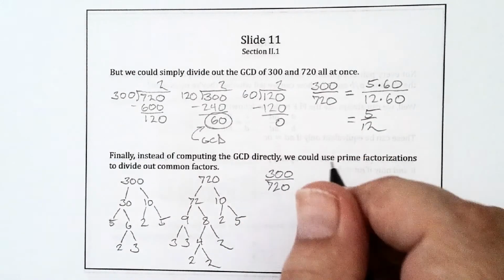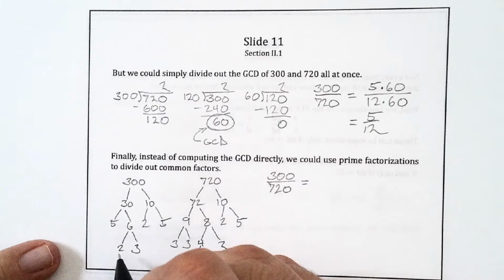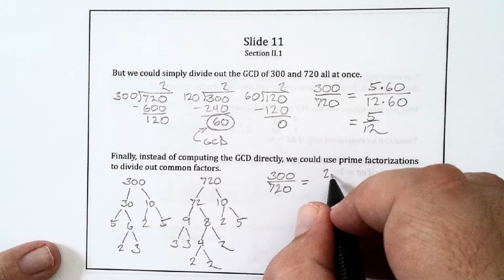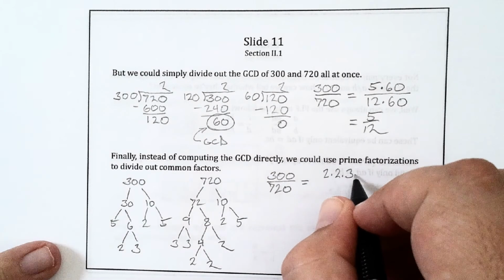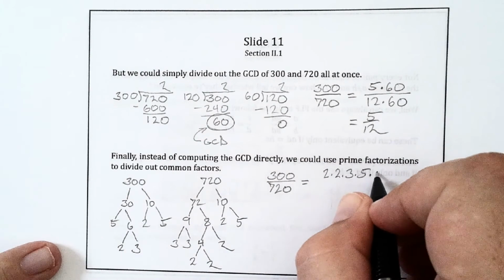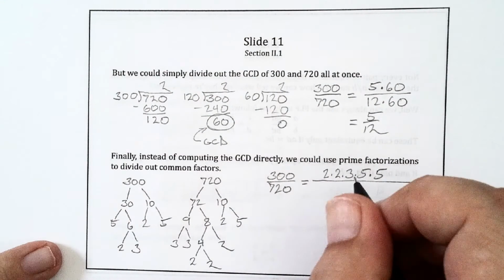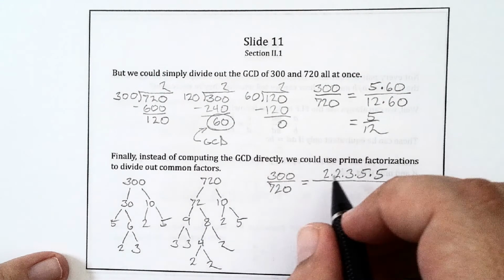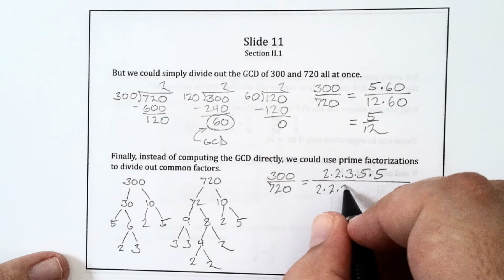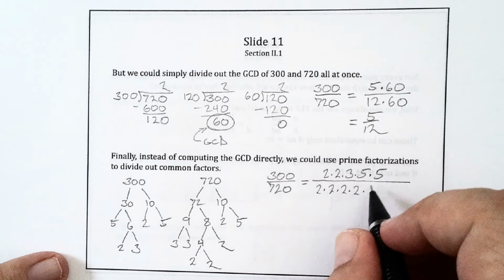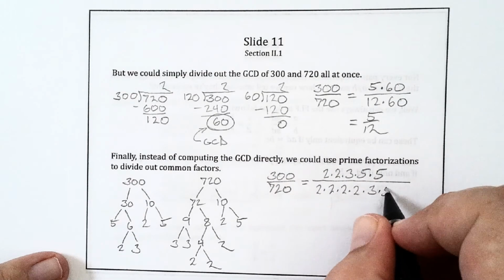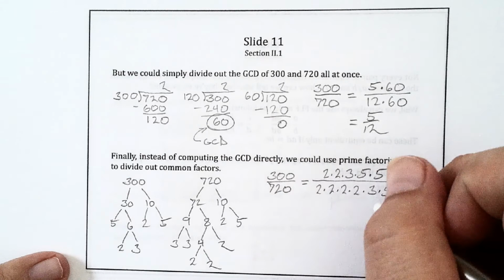So 300 over 720. That's 2 times 2 times 3 times 5 times 5 upstairs. Then downstairs we have, let's see, 4 2's: 2 times 2 times 2 times 2 times 3 times 3, oops, times 5.